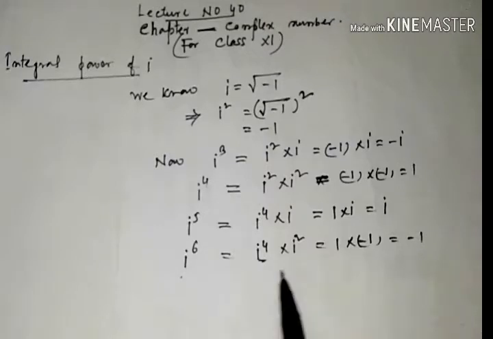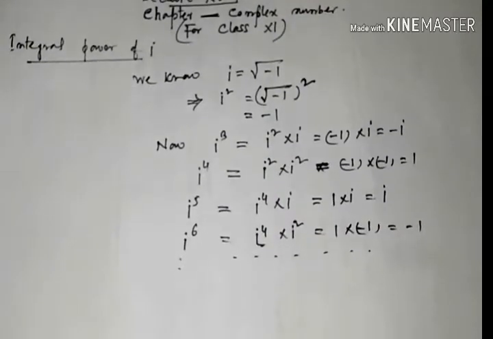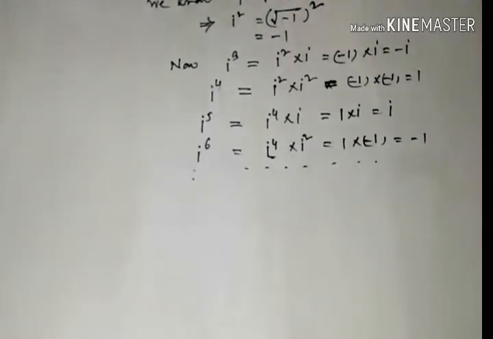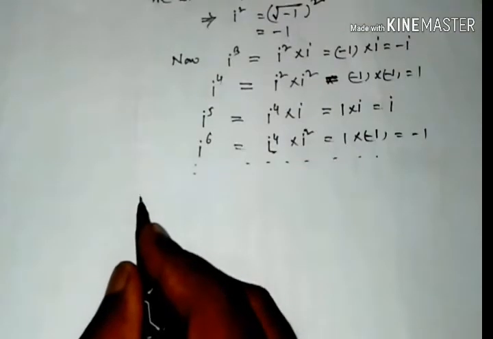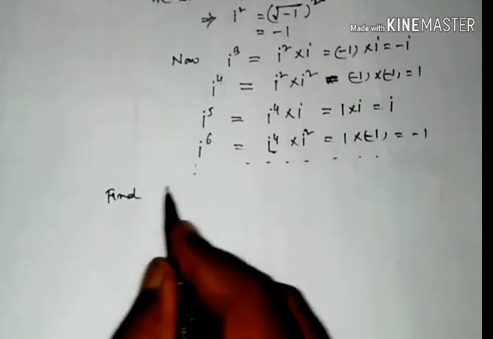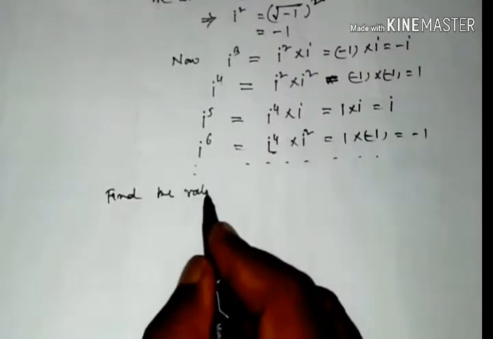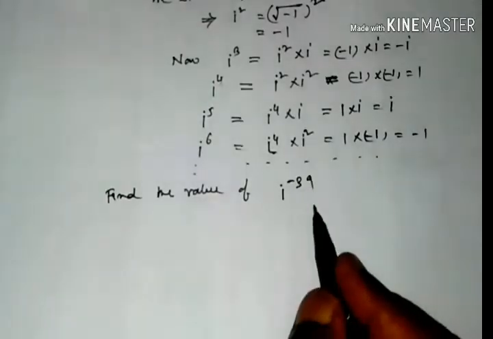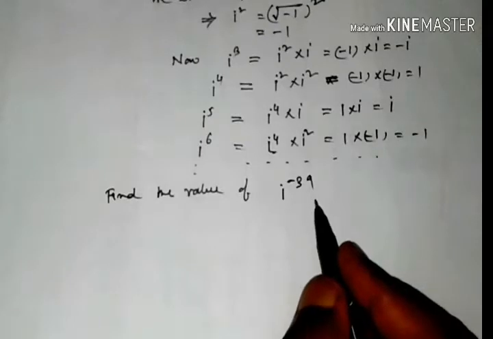In this way, we can find the value of any integral power of i. It may be positive or it may be negative. Now in case of negative power, let us find the value of i to the power minus 39. What is i to the power minus 39?